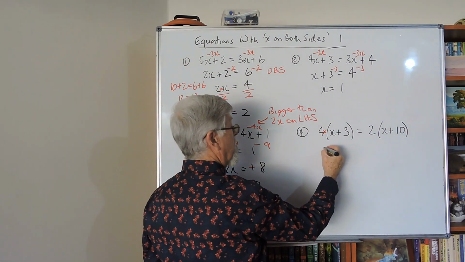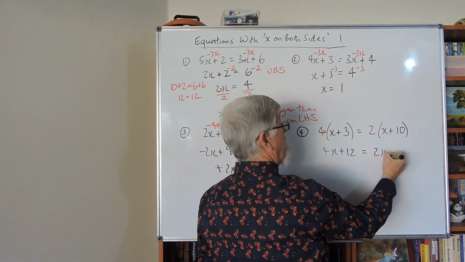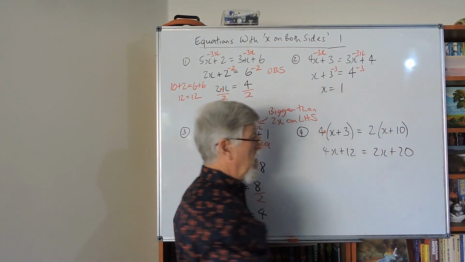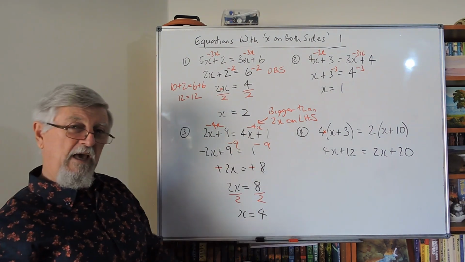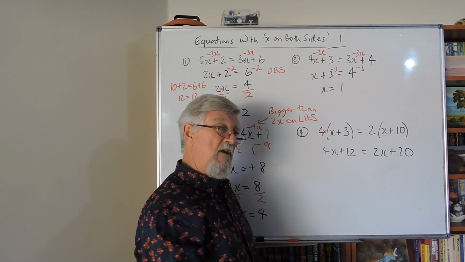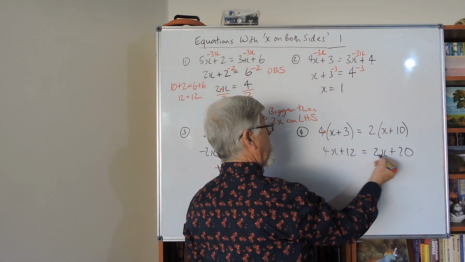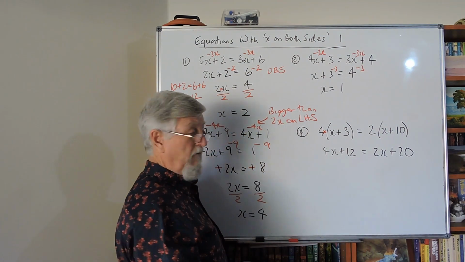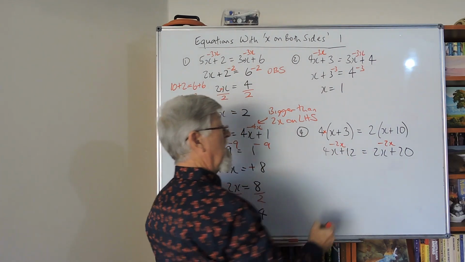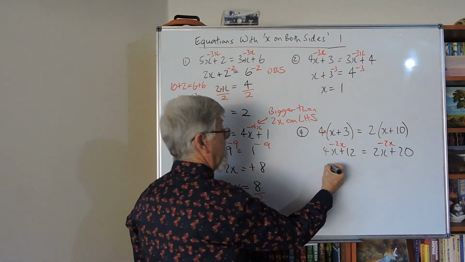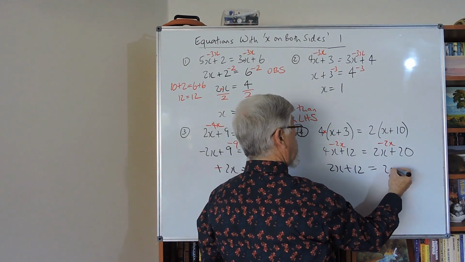So the 4 times the x is 4x, and the 4 times the 3 is 12. 2 times the x is 2x, and 2 times the 10 is 20. So really this is the same as what we started with on this equation over here. It's just got that extra step involved. Then teachers sometimes try to put extra tricks in, but we might look at those later. So I don't want x's on both sides. Normally I get rid of it from the right hand side, so I take 2x from this side, I take 2x from that side, the opposite to both sides. And I've got 4x minus 2x plus 12, and 2x's are gone, and I've got 20 left.